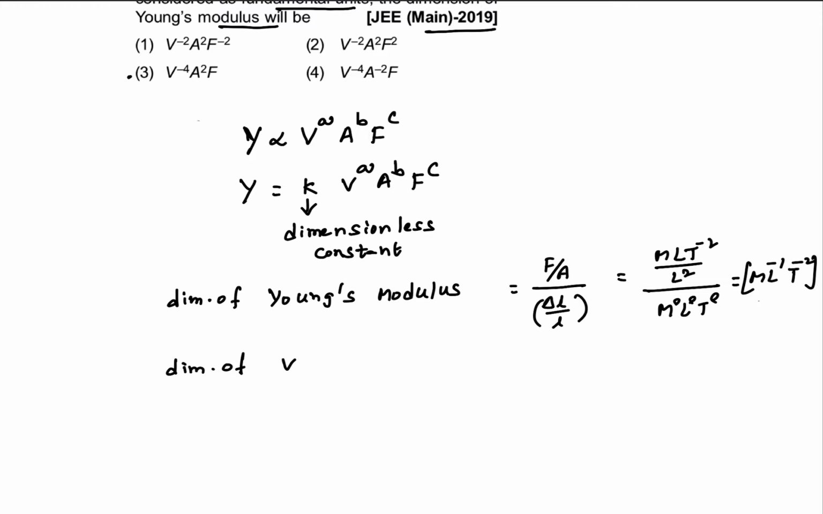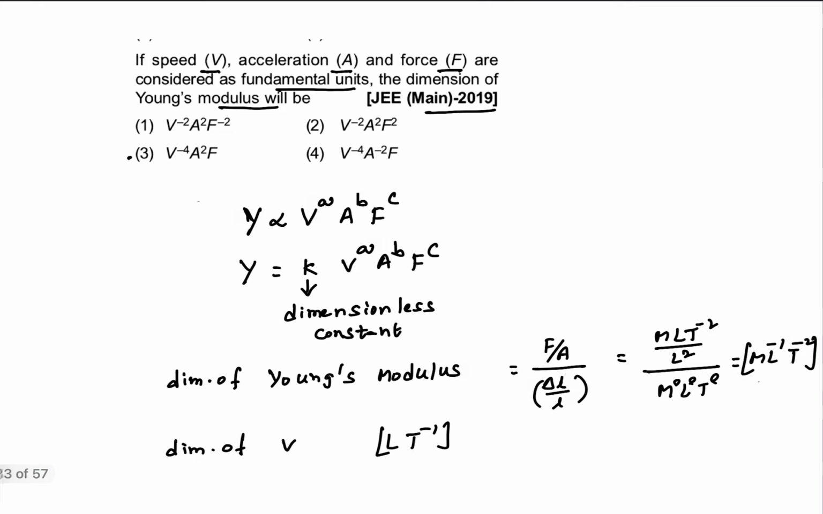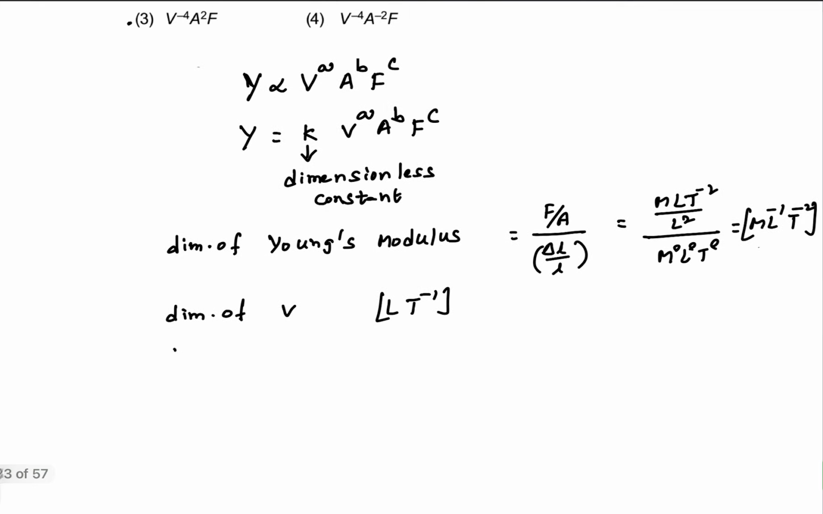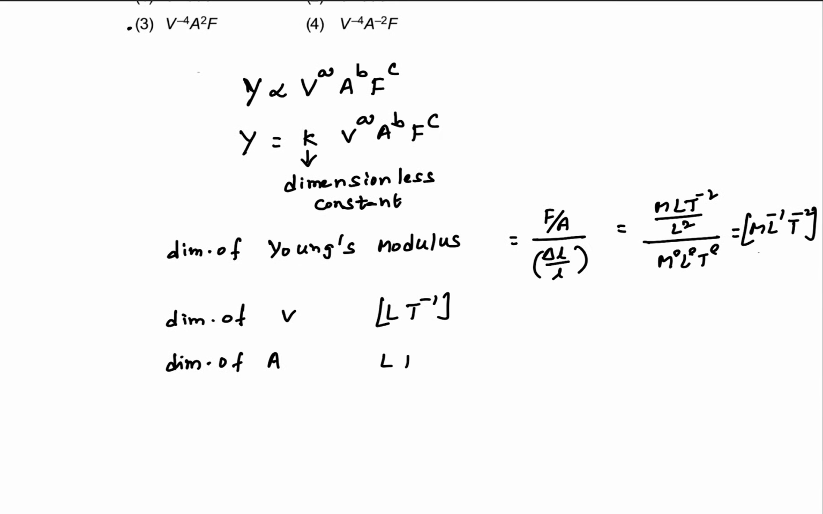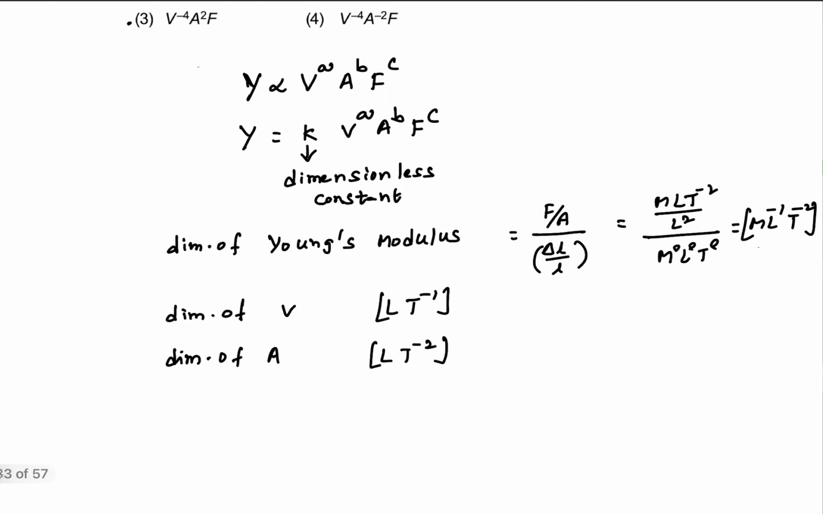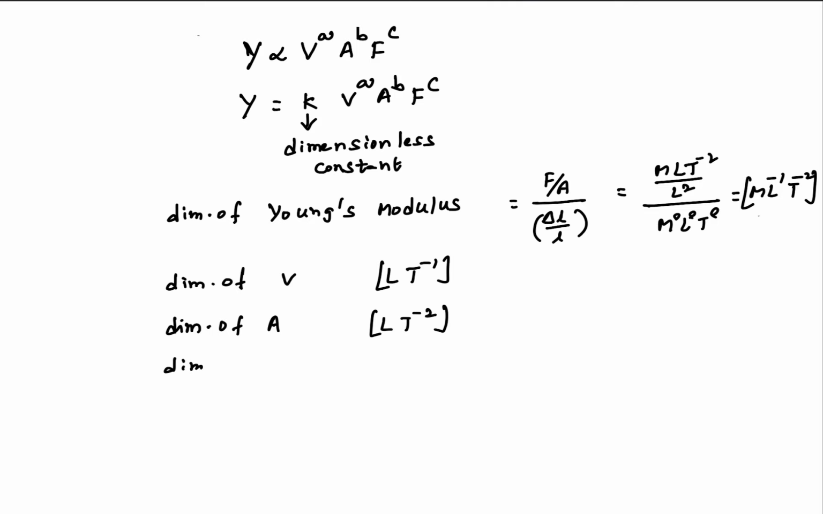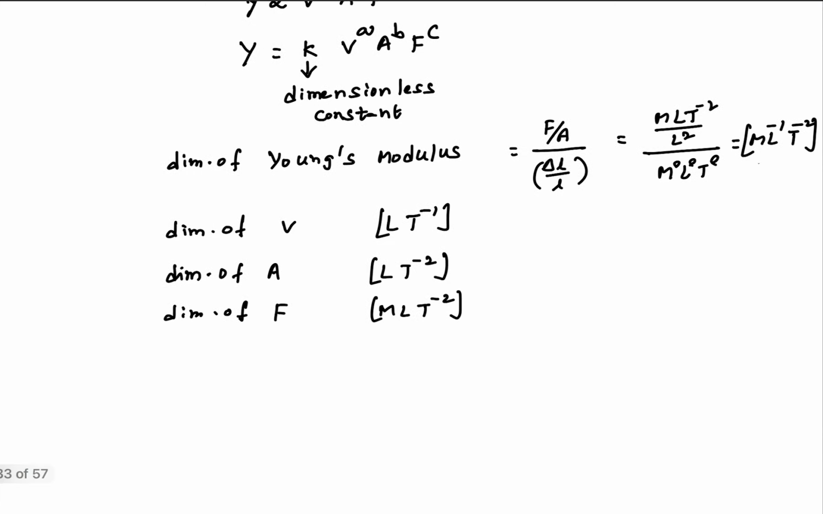Next, the dimension of v. You know that it is L T^-1. Next, the dimension of acceleration a is L T^-2. Third, the dimension of force F can be written as M L T^-2.